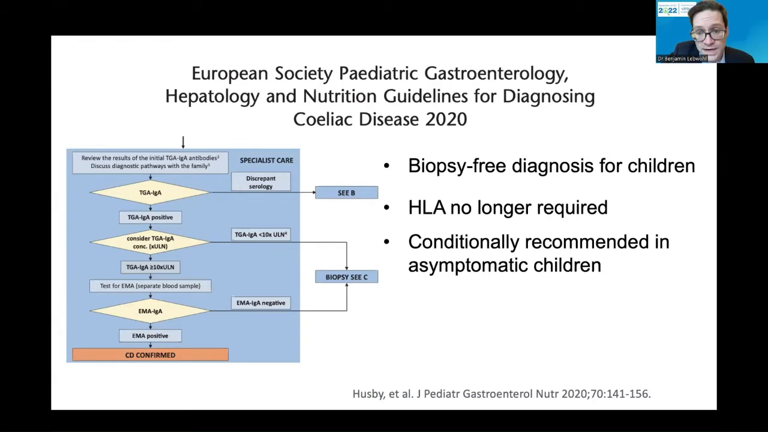But in 2020, they revised the guidelines and they said even for asymptomatic children, free of symptoms, you can go down this pathway. They used to require genetic testing to corroborate the diagnosis. They no longer require it as of 2020. Basically, they say that if the TTG-IgA is greater than 10 times elevated over normal, and on a separate blood draw, the endomysial IgA is elevated, then you can skip the biopsy and celiac disease is confirmed.